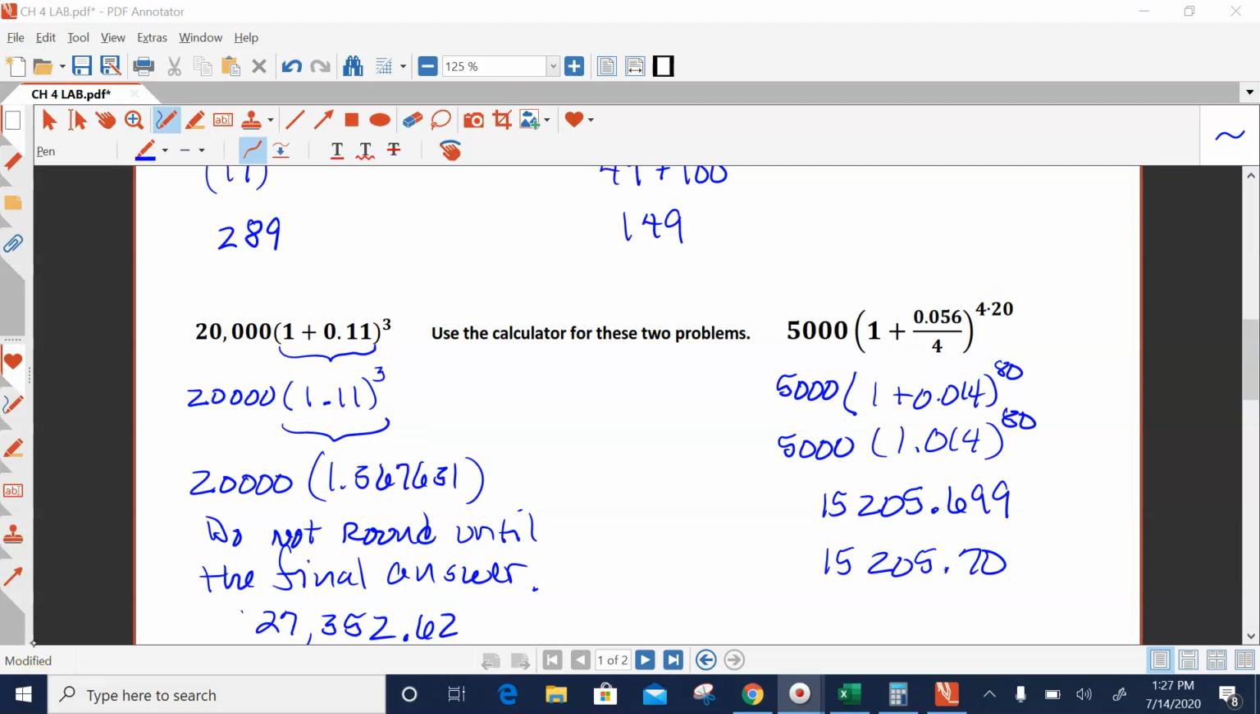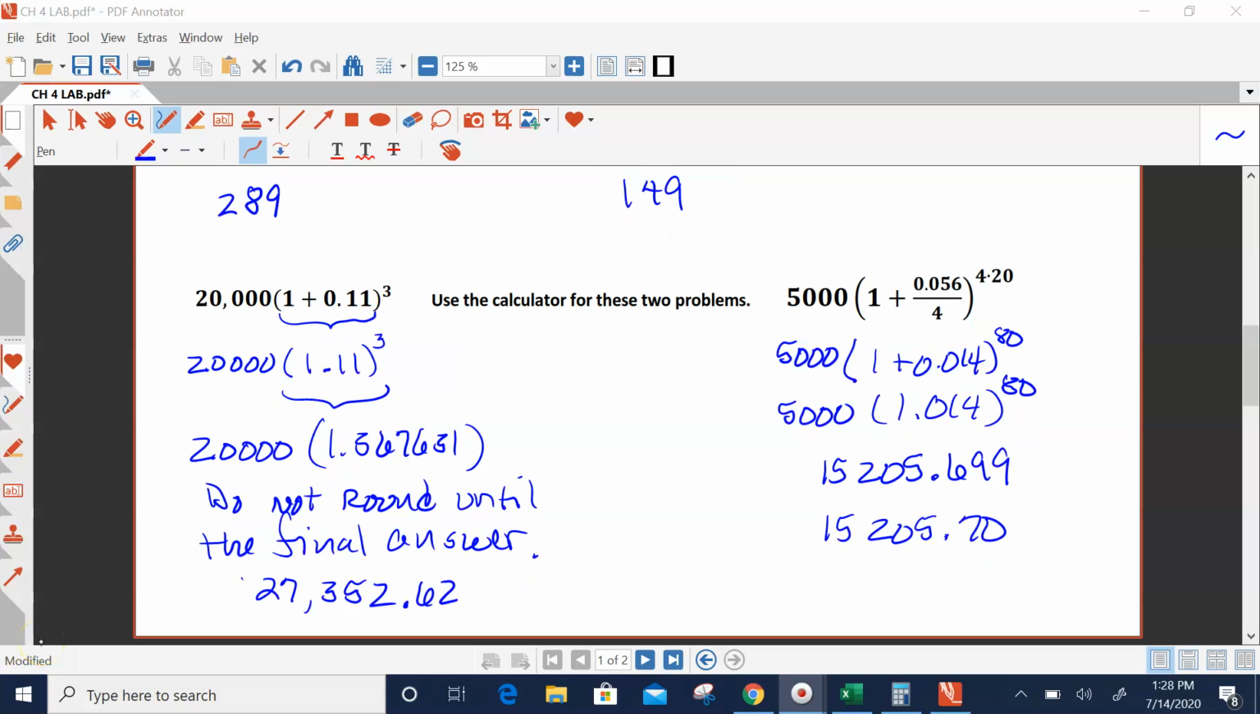I got 15,205.699, and I rounded the 0.699 to 0.70. If you didn't get the same result that I got, go back and check your calculator entries, making sure that you use the order of operations: do 0.056 divided by 4 first, then add a 1 to that, then raise that amount to the 80th power, and then take that final answer and multiply it by 5,000.